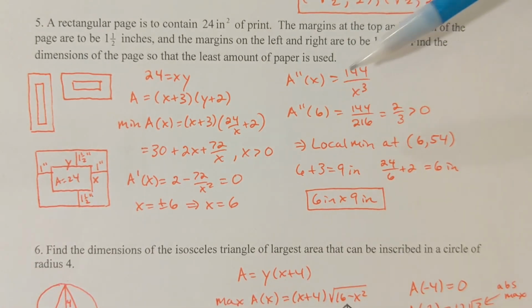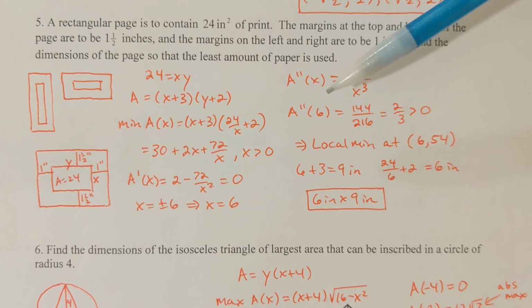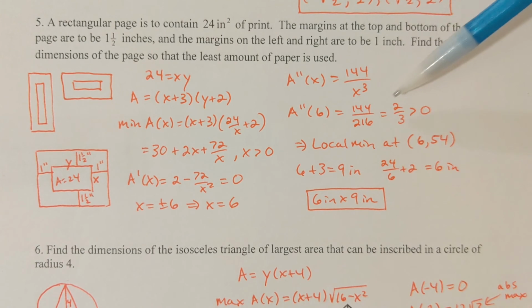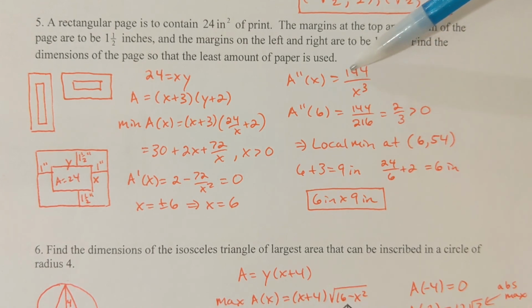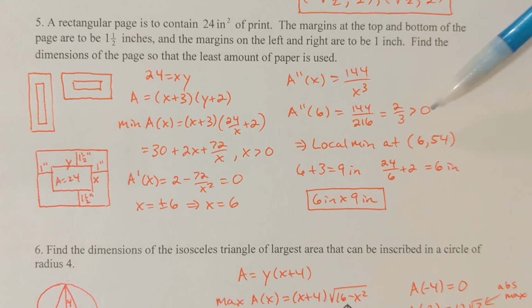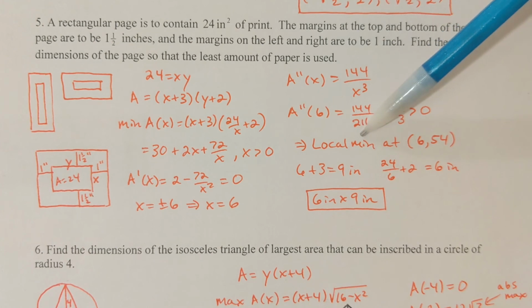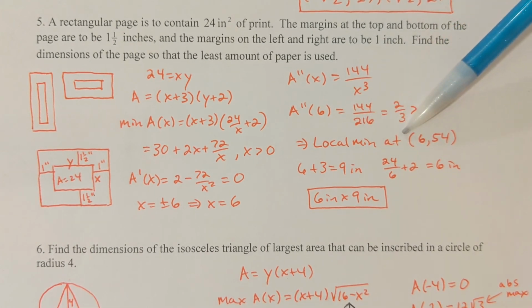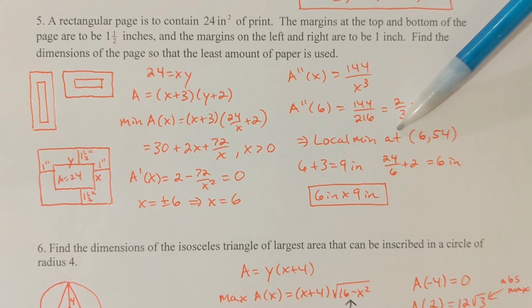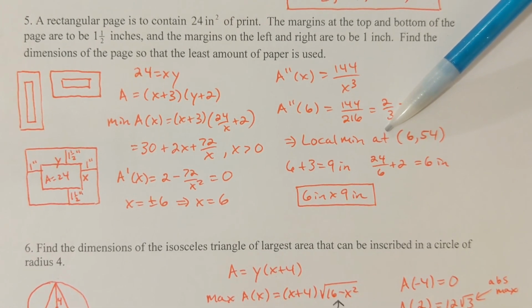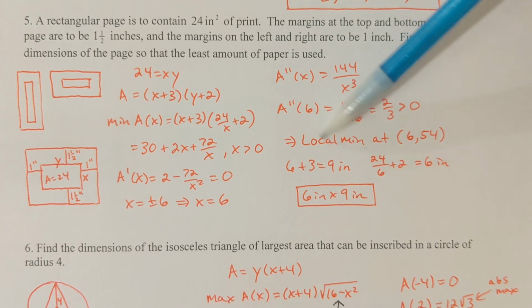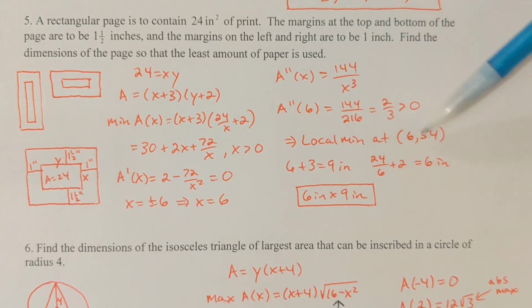Now with the second derivative test, I need to plug the critical value into the second derivative. x equals 6 is my only critical value, and when I plug that into A double prime, I get 144 over 216, which is 2/3 when you reduce. That's positive. The fact that a positive value came out of that means I have a local min at x equals 6. Now I need to know that that's an absolute min. Well, this local min is the only min, right? I'm not comparing this point to any other point. So in fact, this would be an absolute min also.